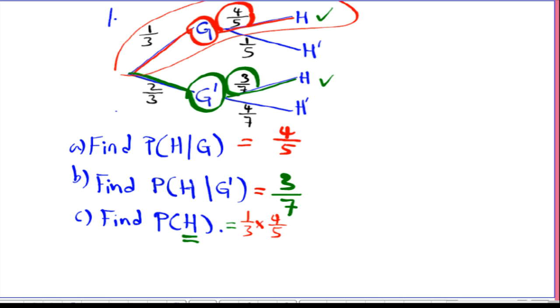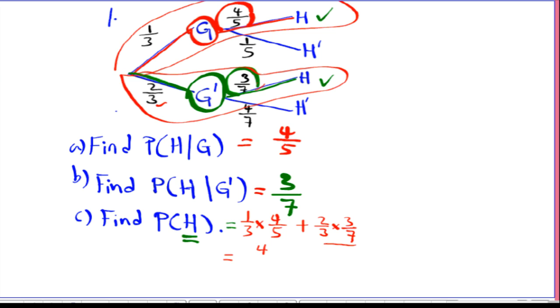And then there's another branch. So there are 2 branches. When there are 2 branches, you need to add them up. So first multiply and then add. All right, 2/3 is from here, 3 over 7 is from here. So 2/3 and 3/7. So this is what I have. Now, you can now calculate this.